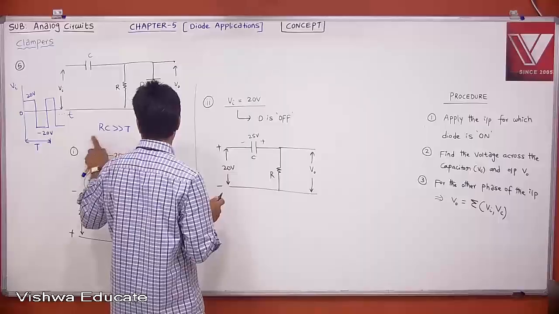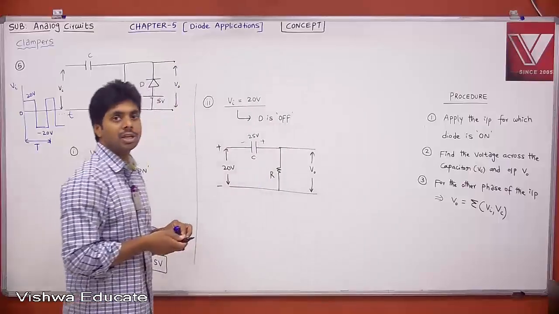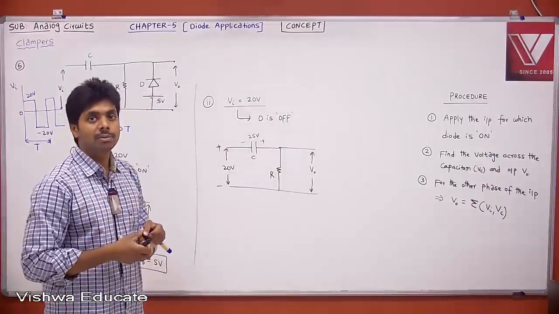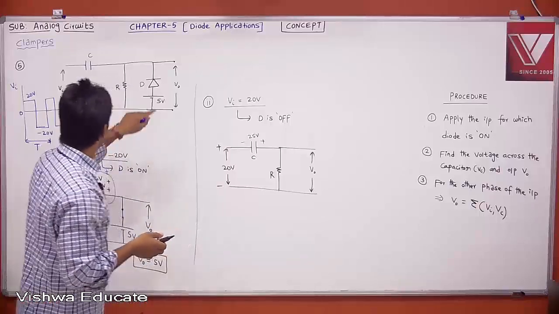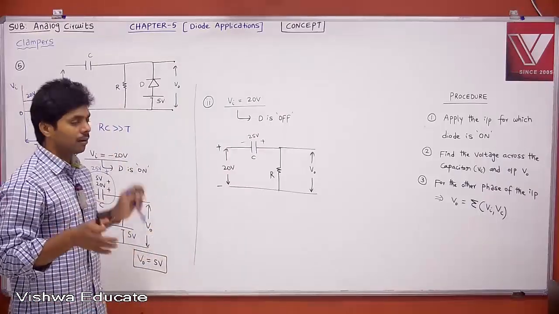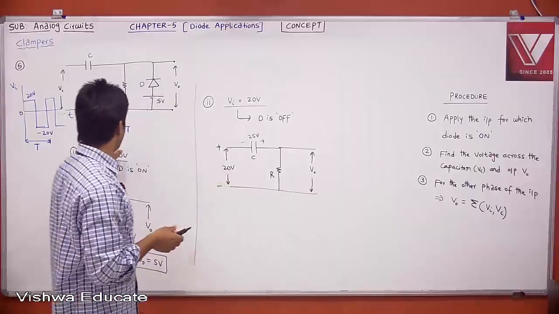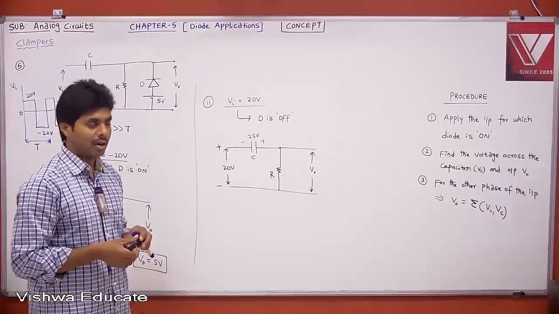That is the reason why the condition is required. Else your output voltage shape will be changed, it will not be a square wave. Charging and discharging will be there. I don't want to see any charging or discharging. I want to preserve the signal at the output, the same square wave. That is the reason why RC is very important. That should be very high.